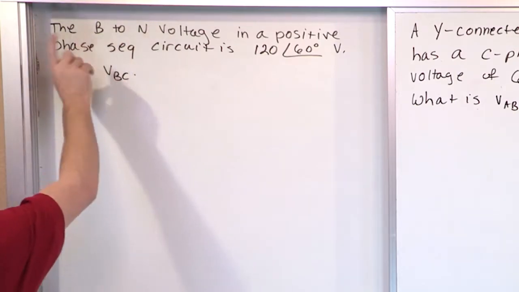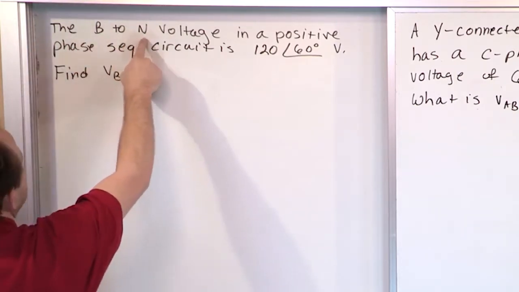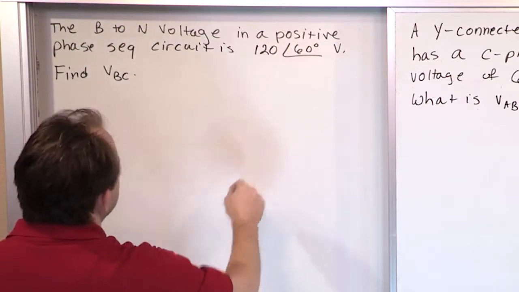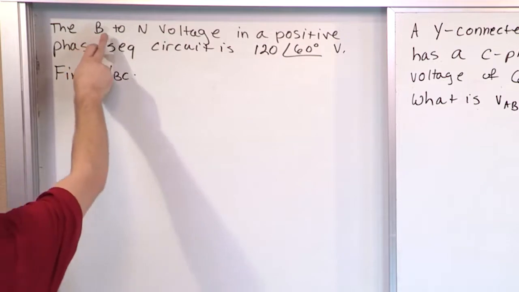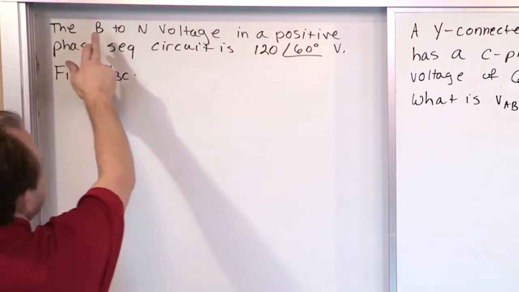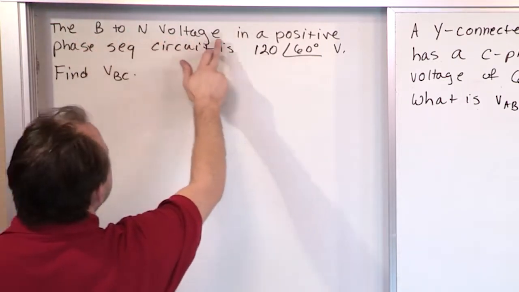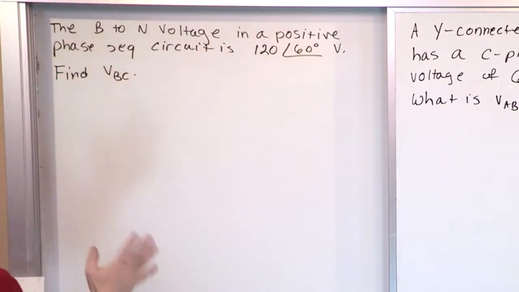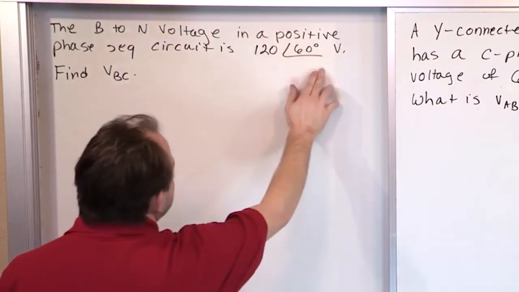So first of all, you have to translate a few things. The B to N voltage, that means VBN. That's the voltage from terminal B to the neutral terminal. In other words, that's a line to neutral voltage. This is how you translate this. The line to neutral voltage for the B phase is, notice the phase sequence is positive, that's important too, and they give you the value.